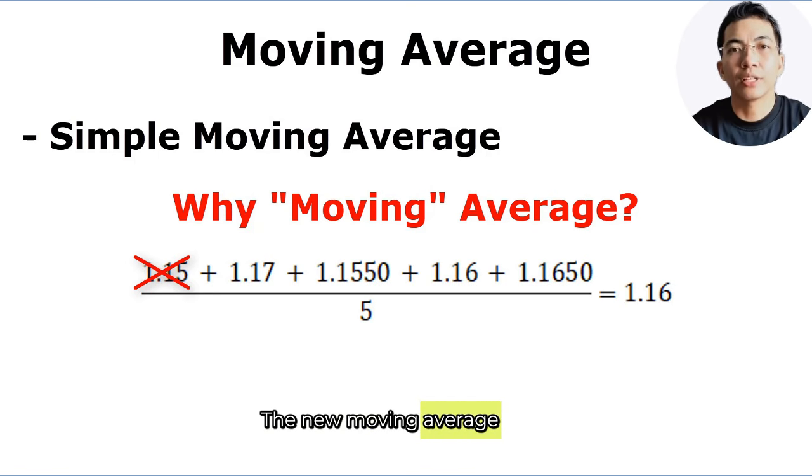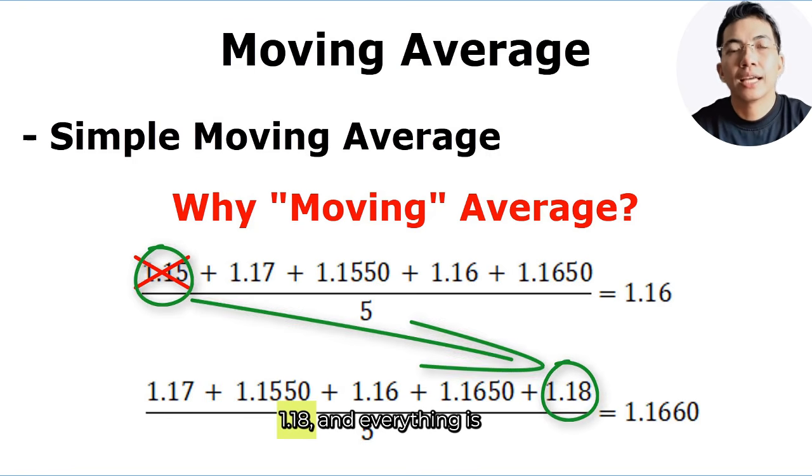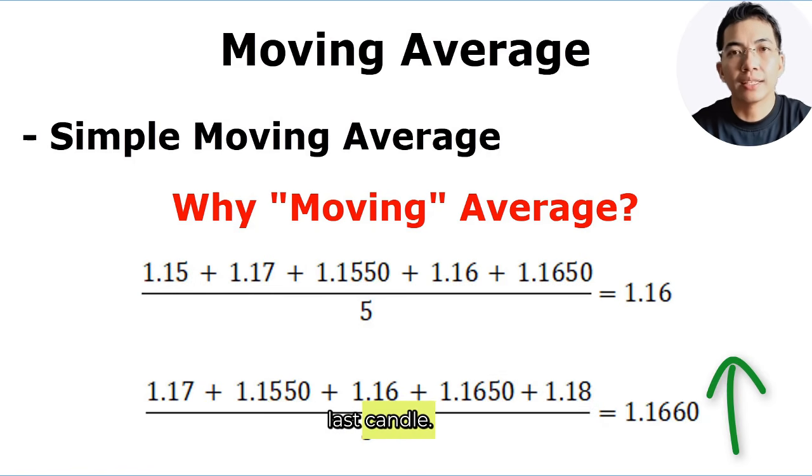The new moving average level then will be 1.17 plus 1.1550 plus 1.16 plus 1.1650 plus 1.18. And everything is divided by 5 and we get 1.1660. So the moving average is moving up after the formation of the last candle. That's the reason of the name moving average and not just average.